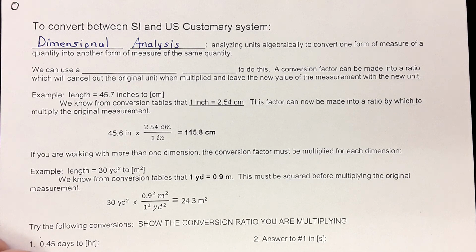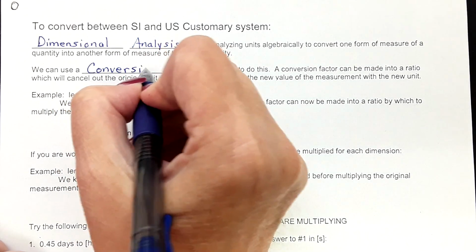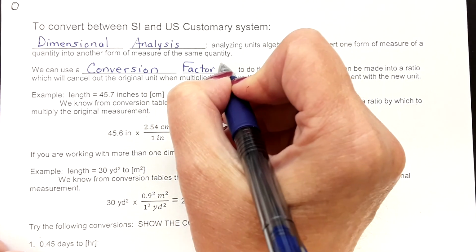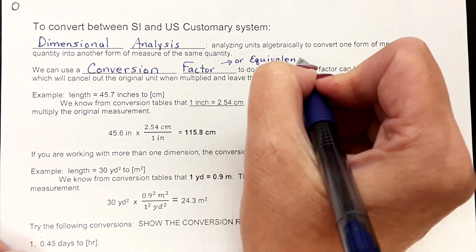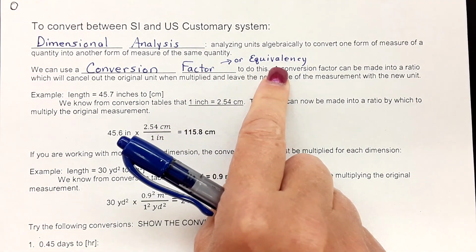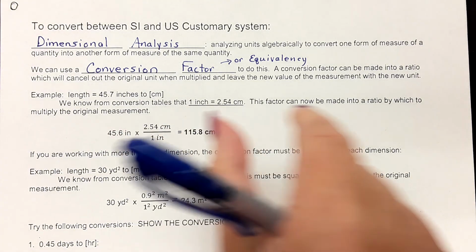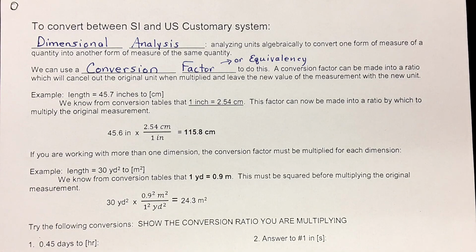Okay? So, in order to convert from one dimension to another, from one unit to another, we use what's called a conversion factor. Now, you will actually also sometimes hear this called an equivalency. Some authors will use that term. But either way, conversion factor or equivalency, it's how one kind of unit is equal to another type of unit. And we can use that to help us convert.